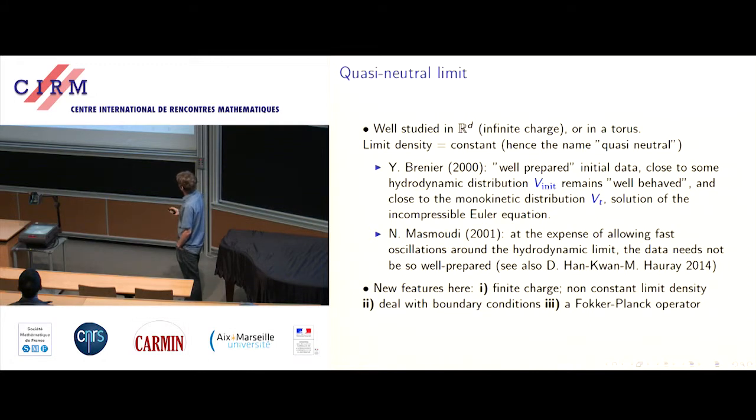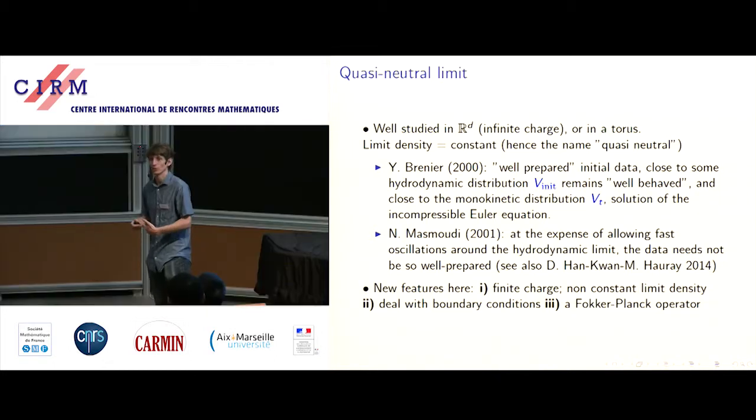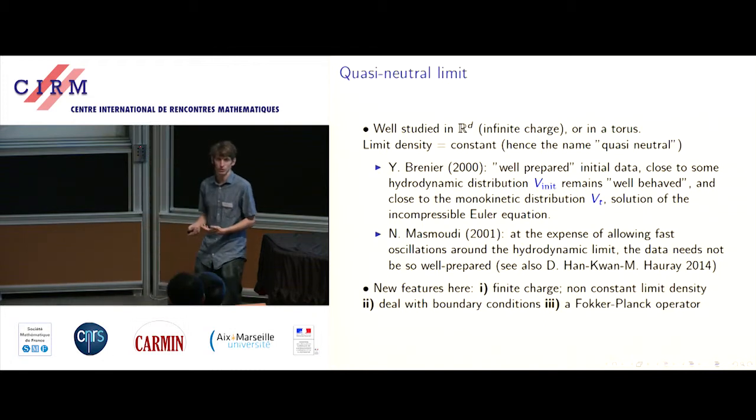It's called quasi-neutral because in this case, they were thinking really of electrons, so the density of particles is close to 1 or to some fixed number. So it's quasi-neutral.